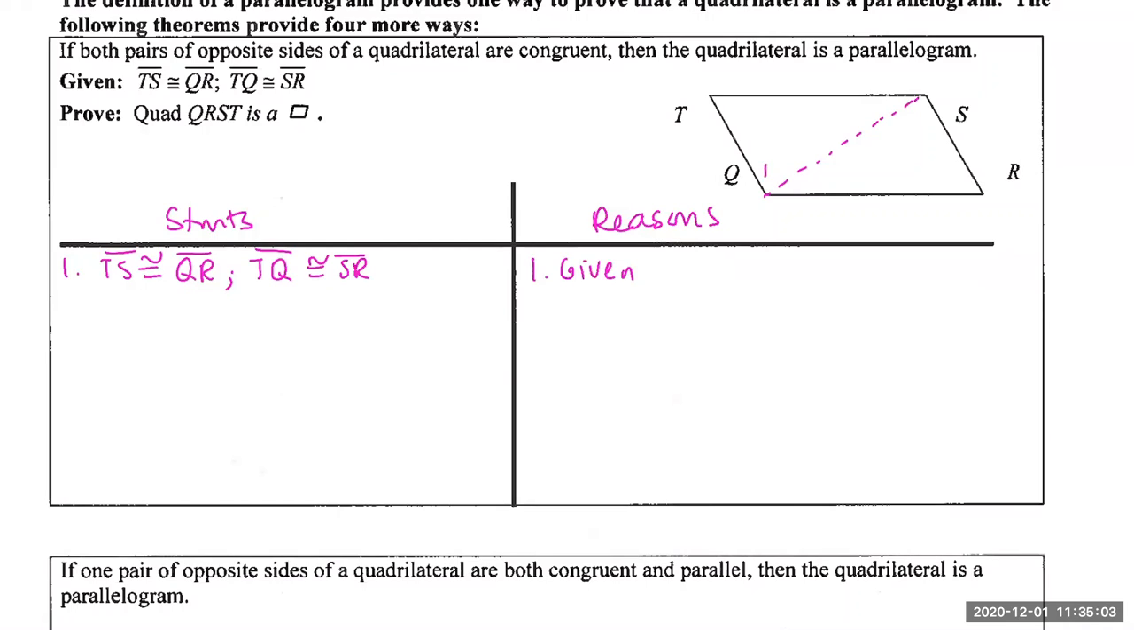So in the angles, we're going to also label it by numbers. So 1, 3, 4 down here, and then 2 here. So go ahead and label those. And also mark off your given. TS is congruent to QR, and TQ is congruent to SR.